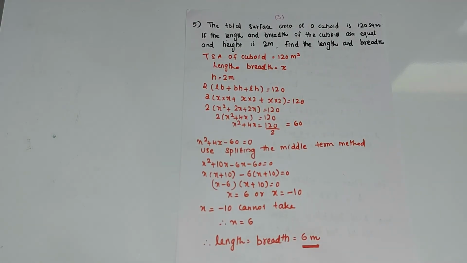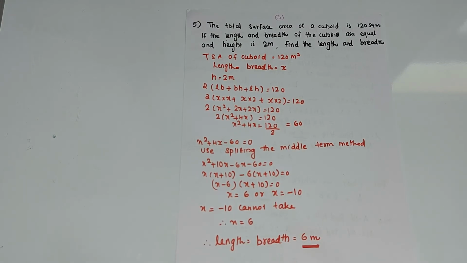Our next question is, the total surface area of a cuboid is 120 square meter. If the length and breadth of the cuboid are equal and height is 2 meter, find the length and breadth. Here the total surface area of the cuboid is given. It is 120 square meter. And length and breadth are equal and height is different. Height is given as 2 meter. Our question is, find the length and breadth.